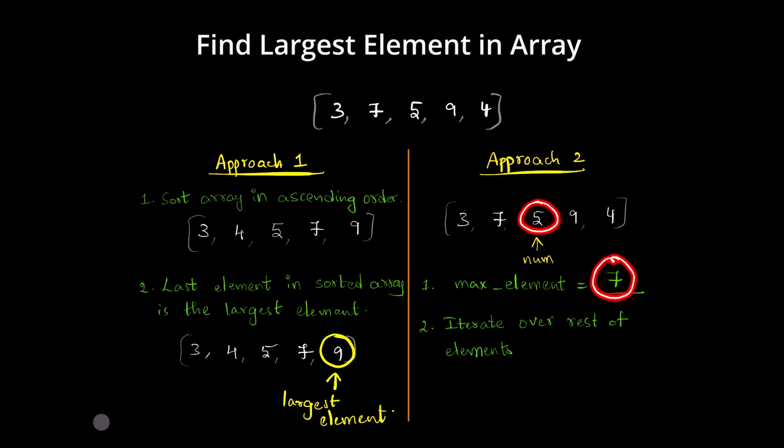Current number is 5, and max element is 7. Since current element is not greater than value in max element, do nothing. Go to next element. Current number is 9, and max element is 7. Since current element is greater than value in max element, update max element with the current number. Go to next element. Current number is 4, and max element is 9. Since current element is not greater than value in max element, do nothing. Go to next element. The loop ends. Max element will contain the largest value.